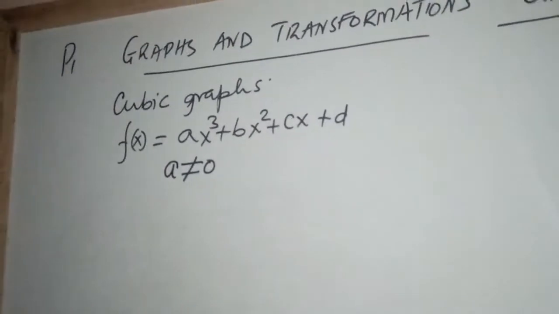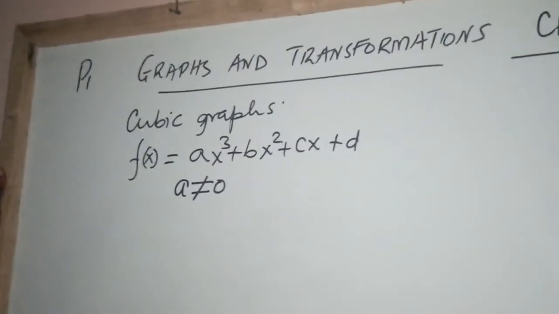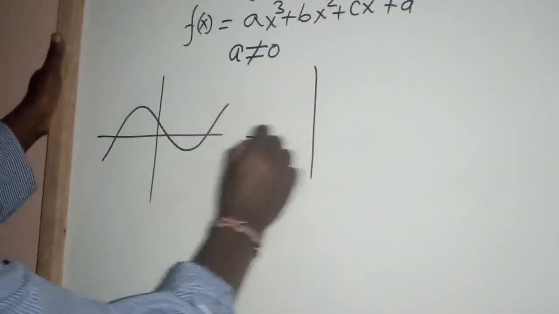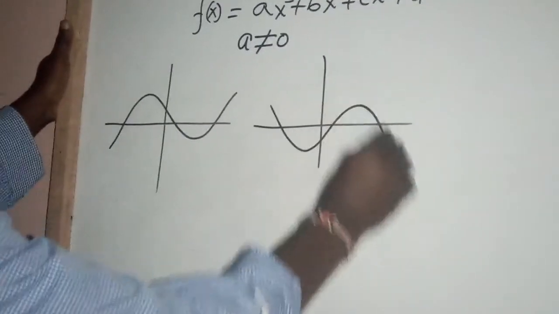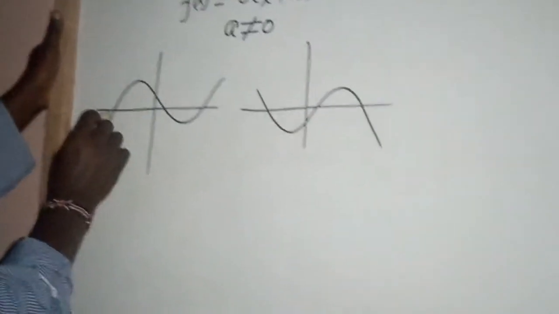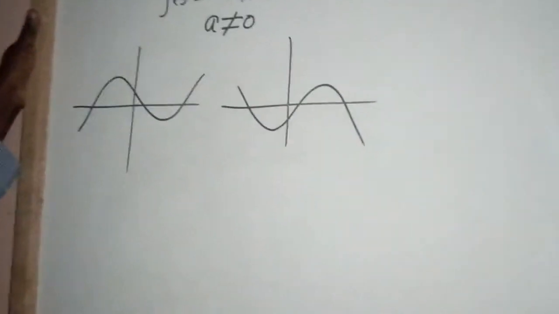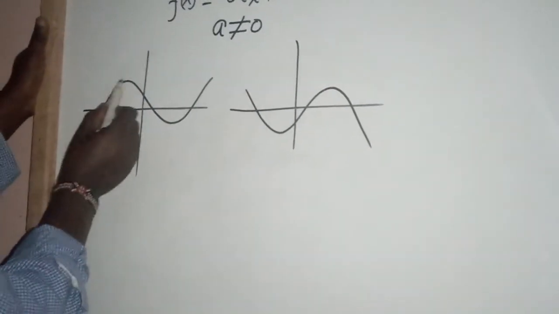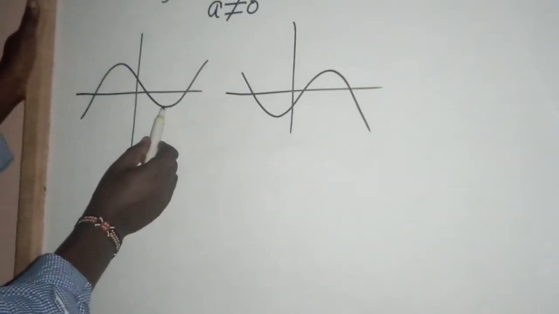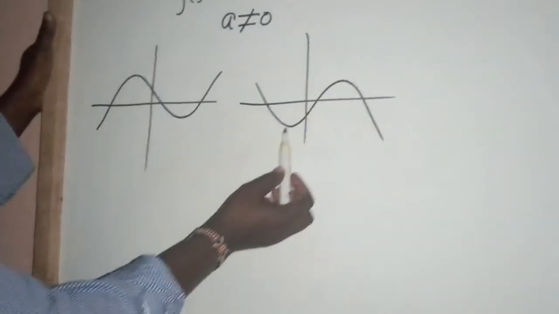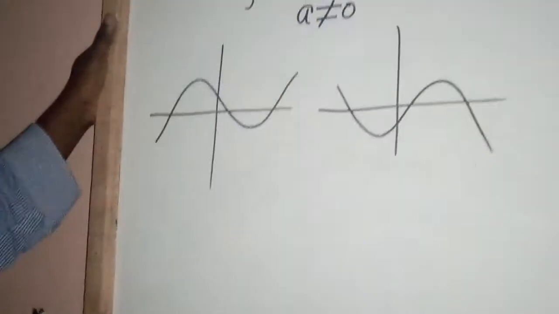What is the general shape of a cubic function? A general shape of a cubic function is of that format. It can have this shape or this shape. You would see that it has a maxima followed by a minima, or we can even start with a minima followed by a maxima, or any other shape. You're going to see other shapes as we move forward.